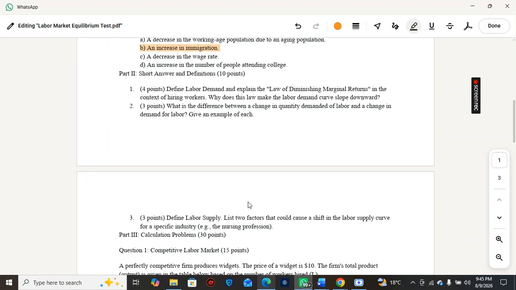Some of the shifters of this labor supply curve, as we saw earlier in the multiple choice questions: immigration. Immigration can be a shift, because it means more people coming into a certain area. It means the labor force increases. There are more people in the market willing to work. So immigration is one of the shifters.